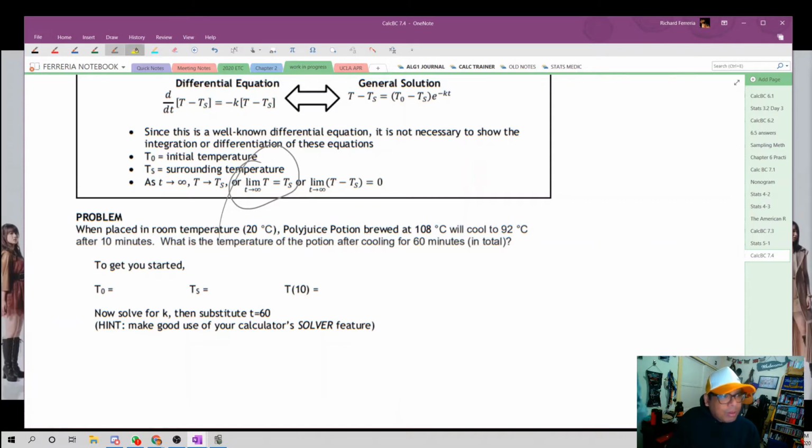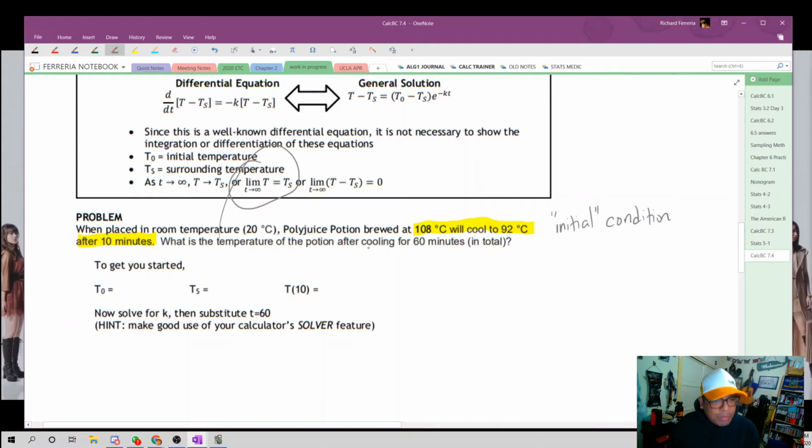This right over here serves as our initial condition, and I'll put that in quotes. It's not really initial because this is given to us after 10 minutes. But we needed to have a measurement at some point in order to lock our general solution into a particular solution.